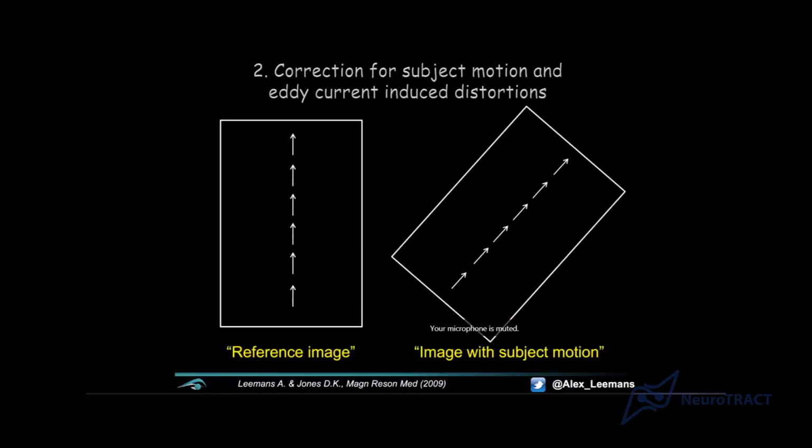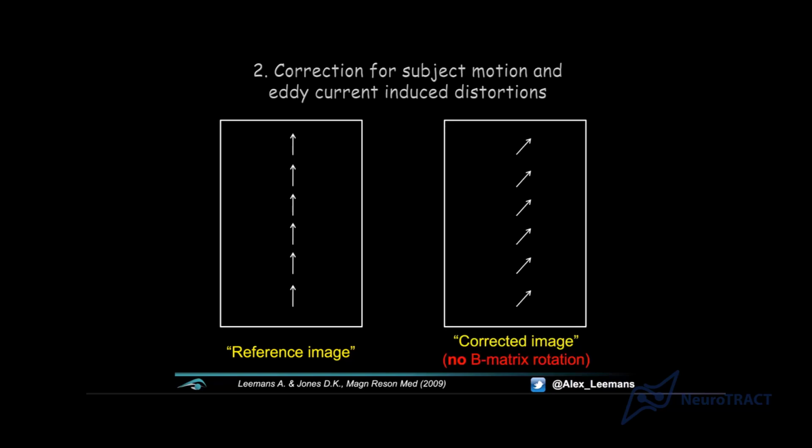So this is a toy example to elucidate this concept. If you have a reference image, and on the right you have your image where there was subject motion, and I naively reorient my image, registering it so it's nicely aligned, I would get this. But you can appreciate that the orientation in each voxel is not pointing in the right direction. Spatially, the arrows are now in the same position, so spatially it's good. But from an orientation point of view, you should also reorient the B matrix.